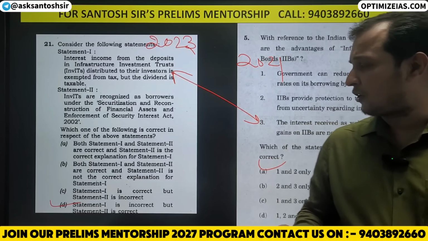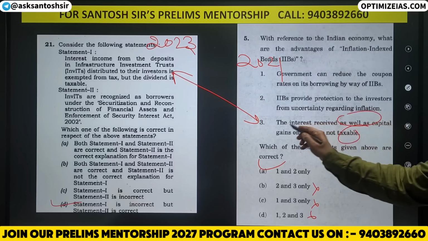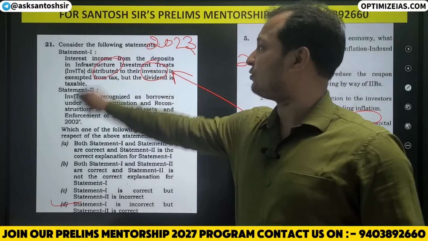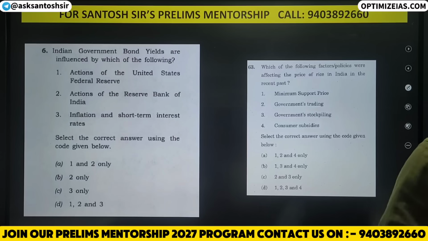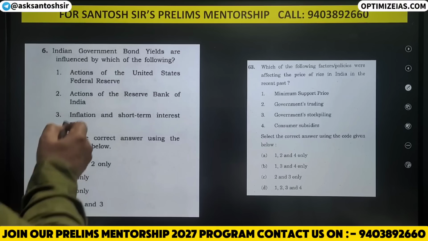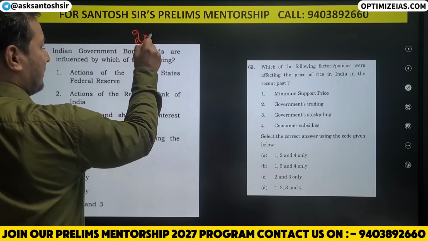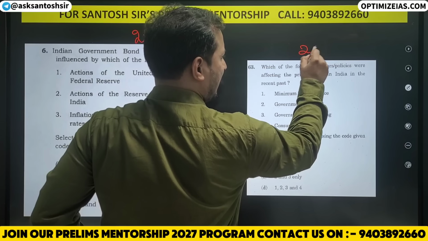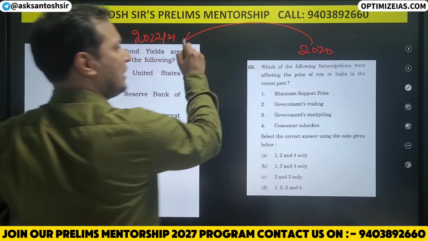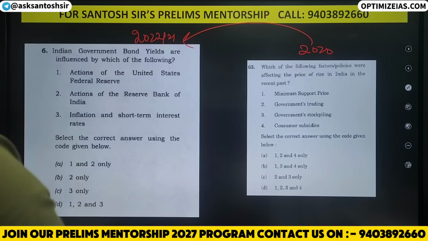So whenever you come across a taxable thing and they're talking about two different things, generally those statements are what? Incorrect. Now let us see this. Again a pattern. Guys, that is why I am bringing questions from different years to prove to you that these things get repeated. This is a 2022 question, I guess, or 21. This is a 2020 question. Two different years, but the techniques are the same.